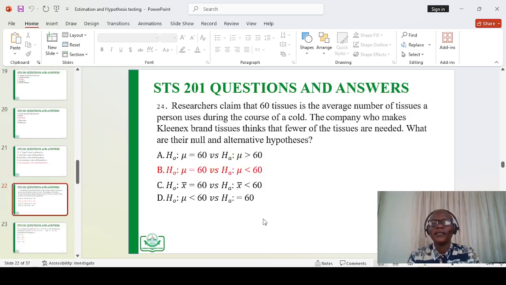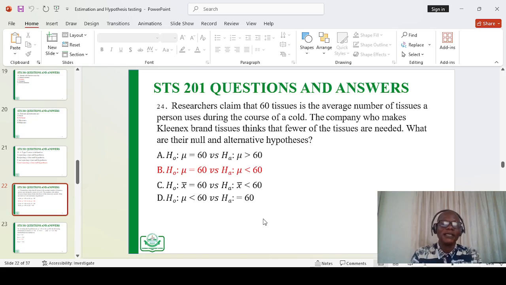Researchers claim that 60 tissues is the average number of tissues a person uses during the course of a cold. The company who makes Kleenex brand tissues thinks that fewer tissues are needed. So what are the null hypothesis and alternative hypothesis?